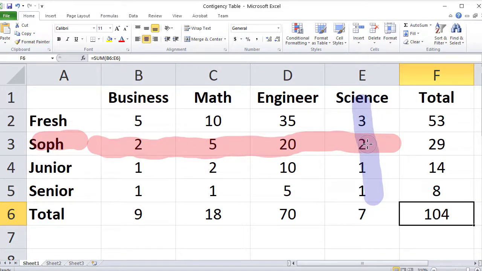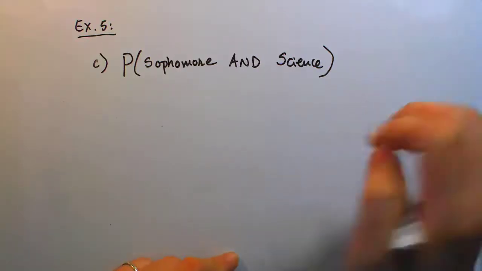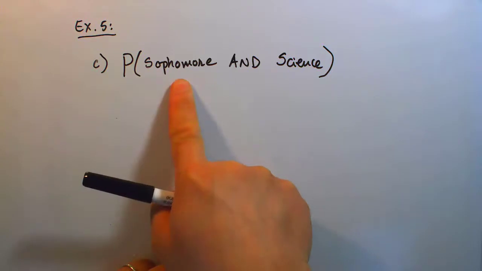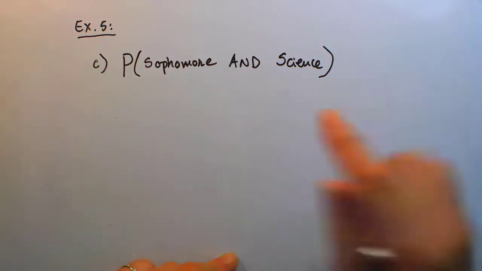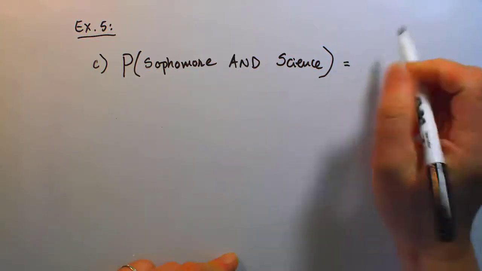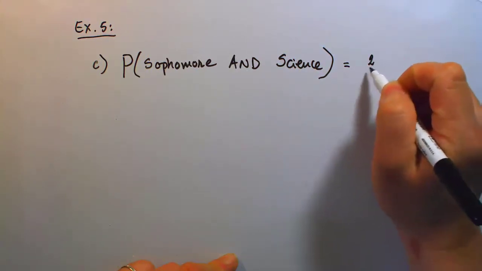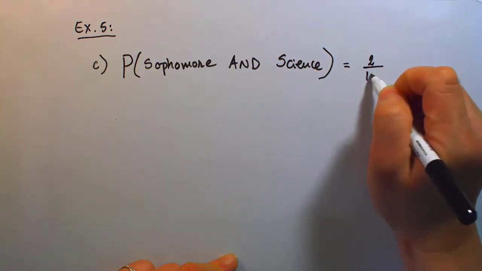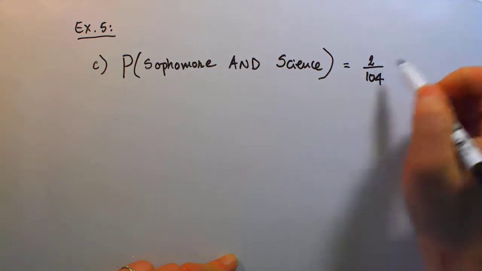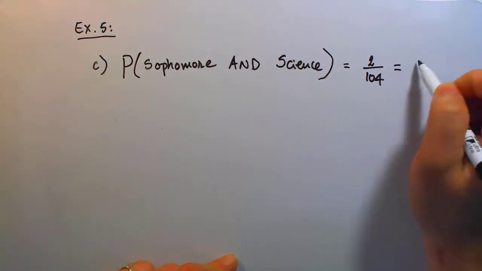And so now we are ready to conclude our final probability. The probability of finding a sophomore and science major in this class, the table is saying, is 2 out of the entire sample space, 104. And once again, which in turn reduces down to 1 out of 52.